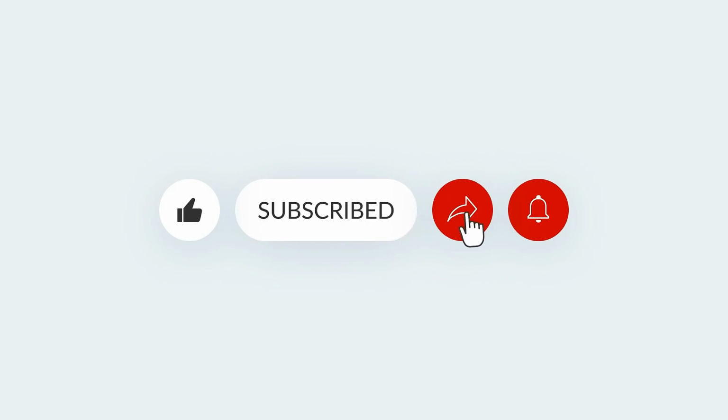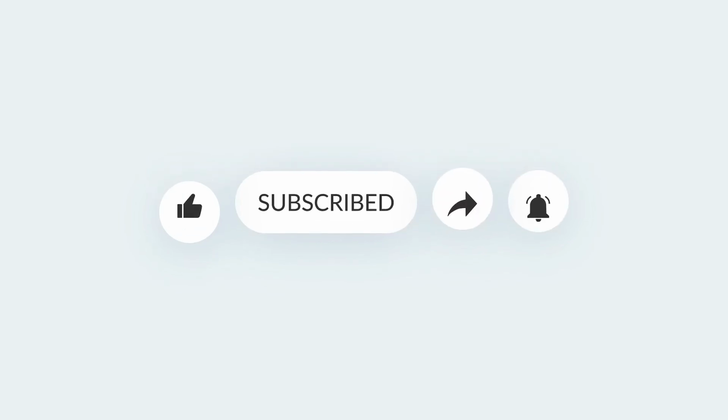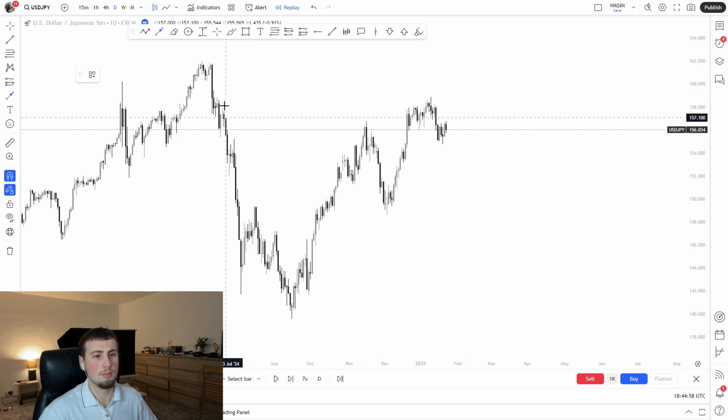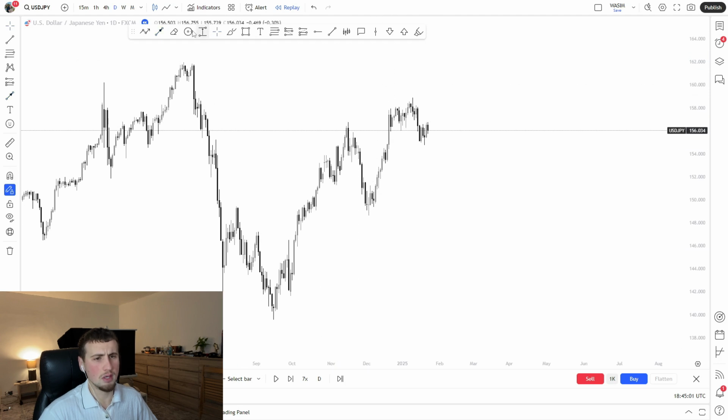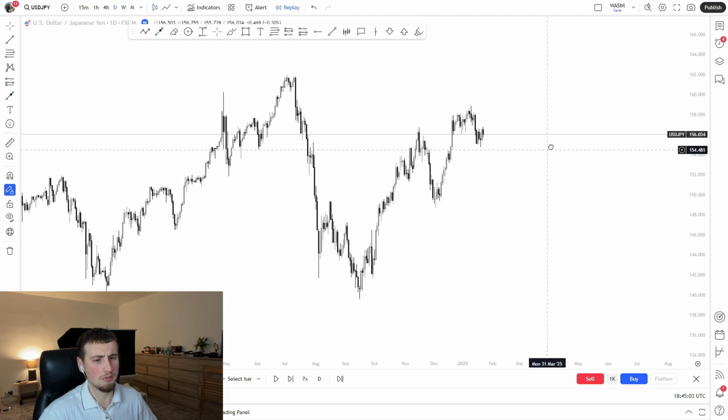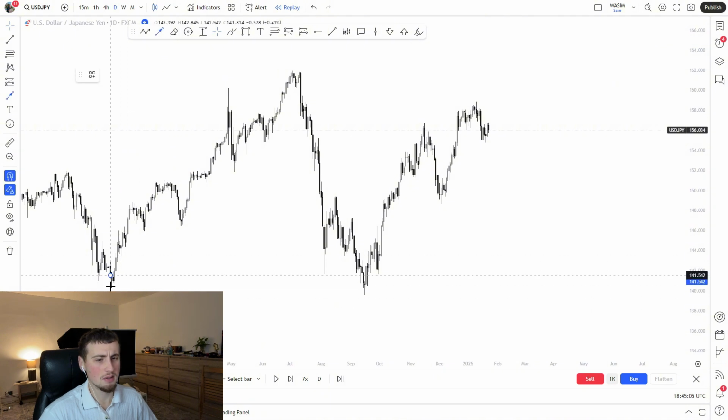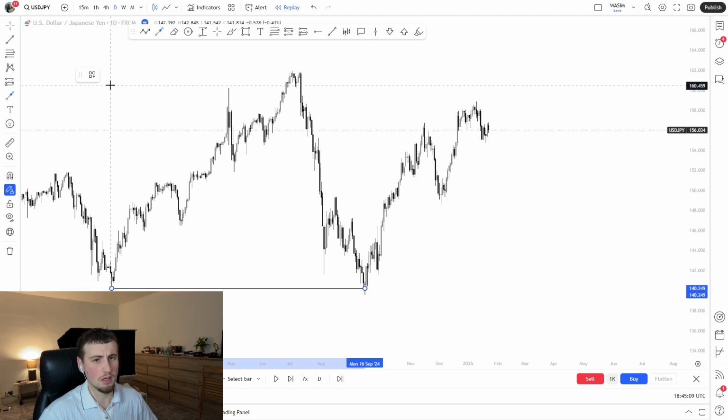Okay, so here's dollar yen. We're now just going to start off with the higher time frame. Now, on the higher time frame, if you just zoom out a bit further, you see that price has tagged this low on the weekly. It's more of a weekly low right here. And we've tagged that value area.